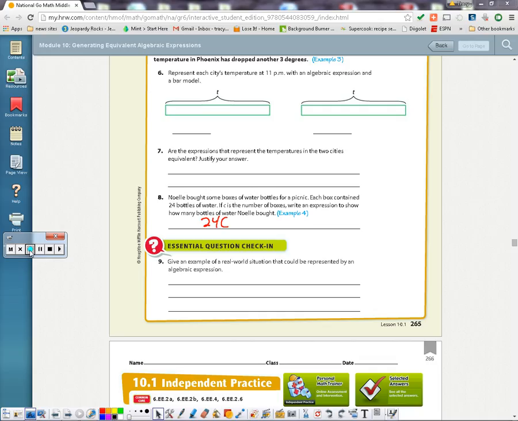Okay, so can anybody give me a real-world example or situation that can be represented by an algebraic expression like these? Okay, so on that note, go ahead and move on to your independent practice.